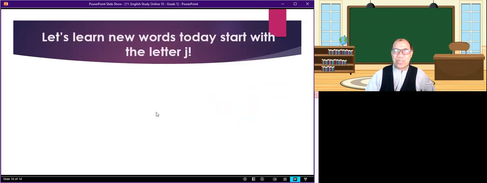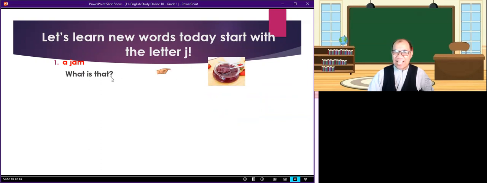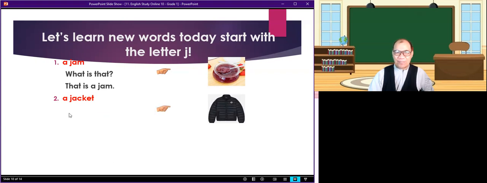Okay, let's learn new words today. Start with the letter J. A jump. What is that? That is a jump. A jacket. What is that? That is a jacket.